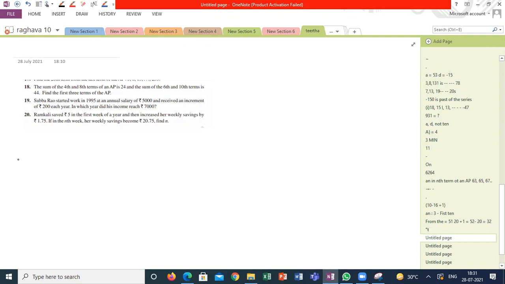Subbarao started work in 1995 at an annual salary of 5,000 and receives an increment of 200 each year. In which year did his income reach 7,000? It's a very simple, little bit practical question. First year annual salary is 5,000. Second year salary is 5,200. Third year salary is 5,400. And so on. At a particular year, he got 7,000. So in which year is he reaching 7,000?